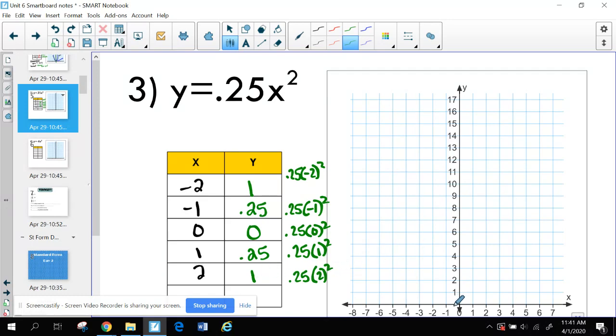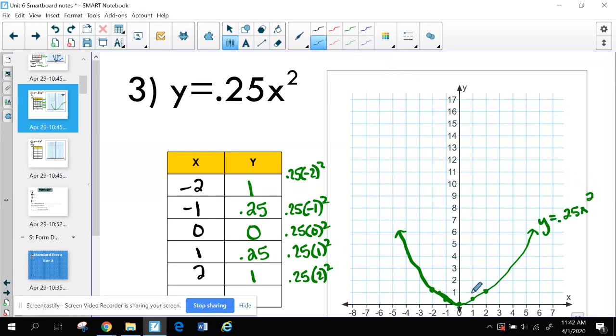So I'm going to go ahead and graph these. I have (-2, 1), (-1, 0.25), still at (0, 0) for the vertex, (1, 0.25), and (2, 1). Okay, that is the parabola we get for y equals 0.25x squared.